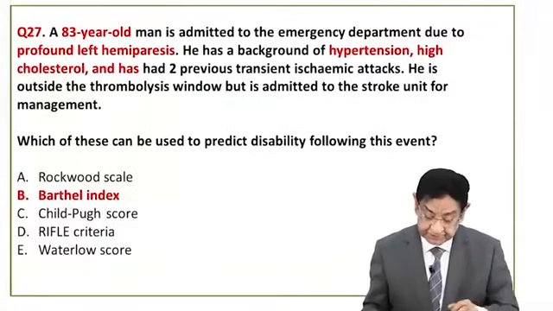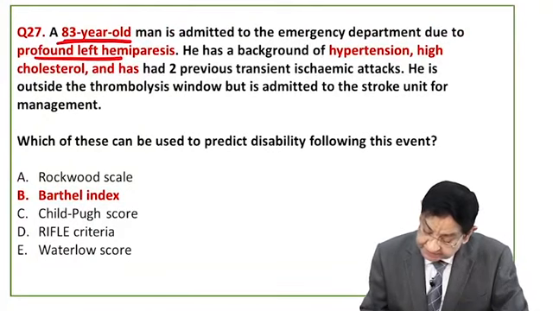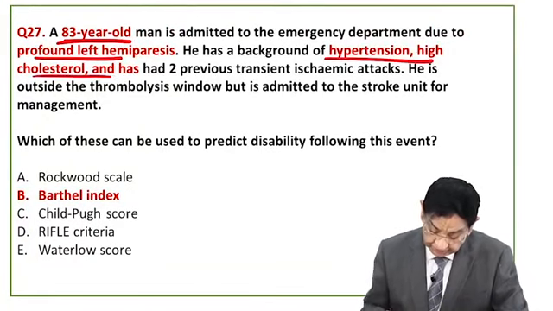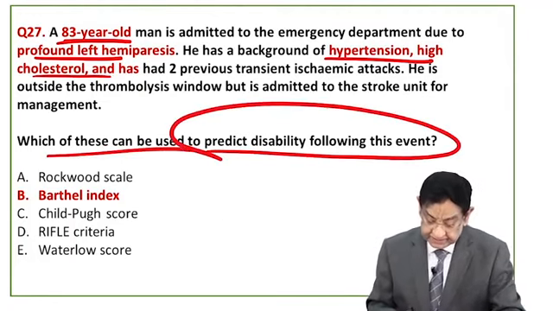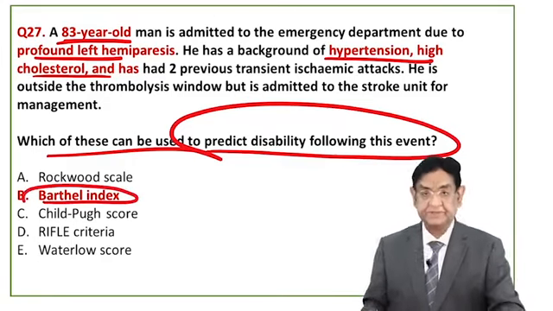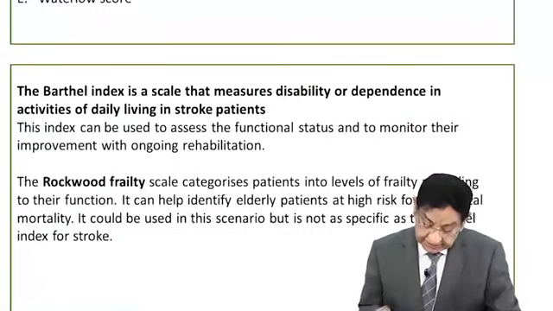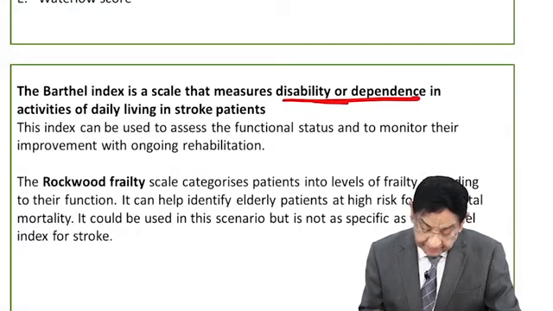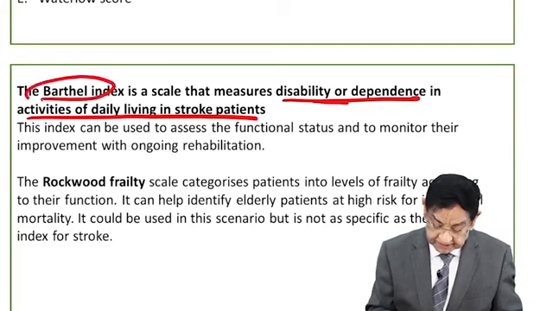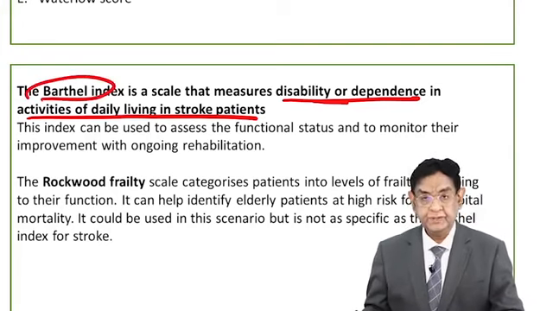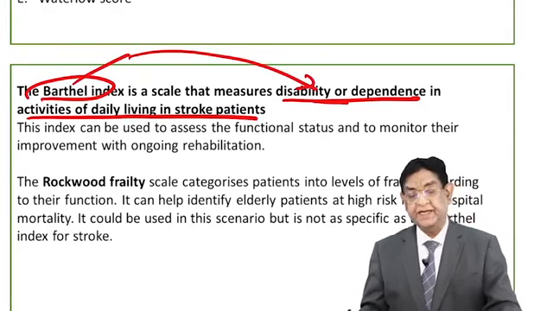27. This is a good question. We got an 83-year-old, paraparesis, hypertension, high BP, cholesterol. Disability, which of them? This is the Barthel index. What is this? It is a scale to measure disability or dependence in activities of daily life in stroke patients. This is the Barthel index. So just write down disability criteria in a case of stroke.